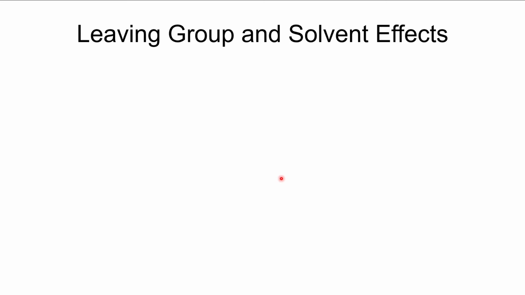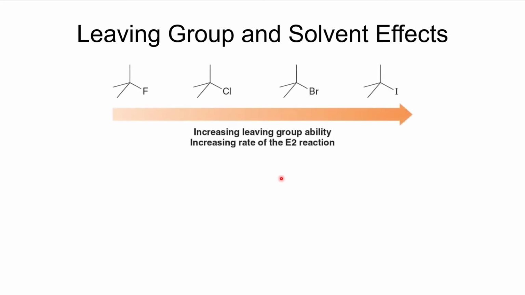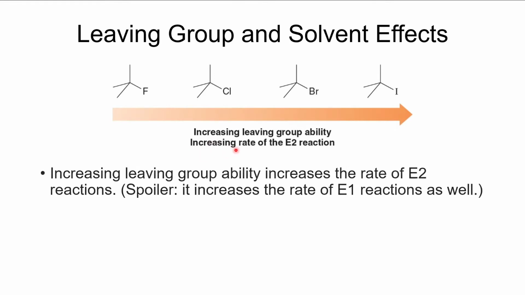We also want to look here at solvent effects and leaving group effects. We'll find that as you increase the leaving group ability, the rate of an E2 reaction will also increase. So increasing leaving group ability increases the rate of E2. And here is a little spoiler. It also increases the rate of E1. And if you remember back to the previous chapter, it also increases the rate of SN1 and SN2.